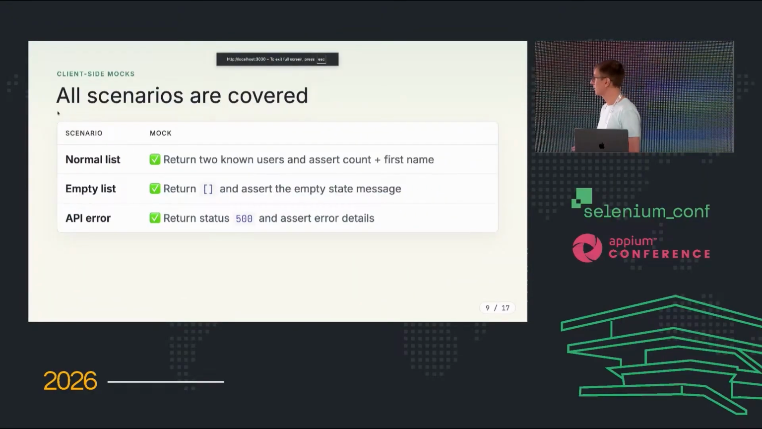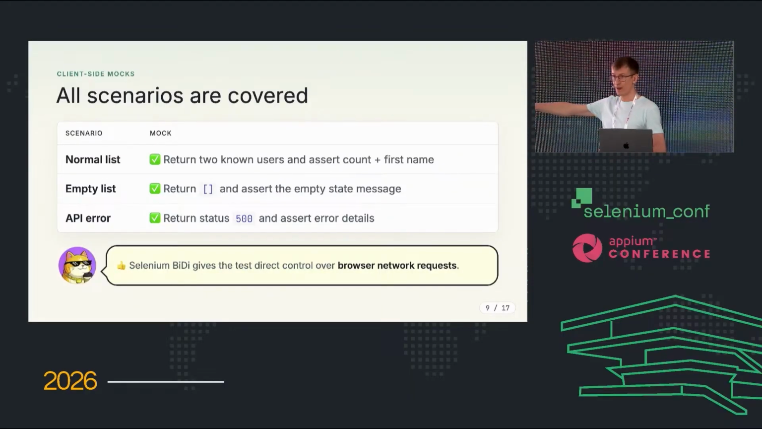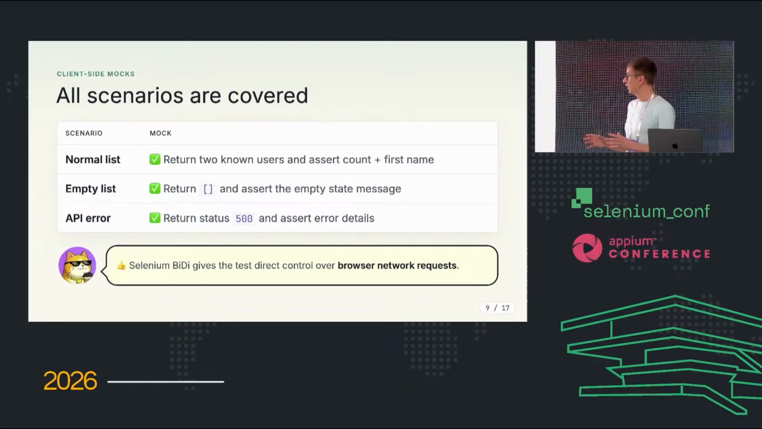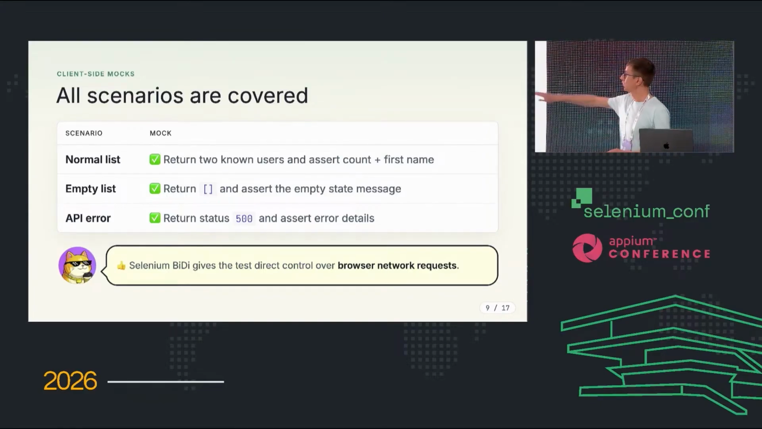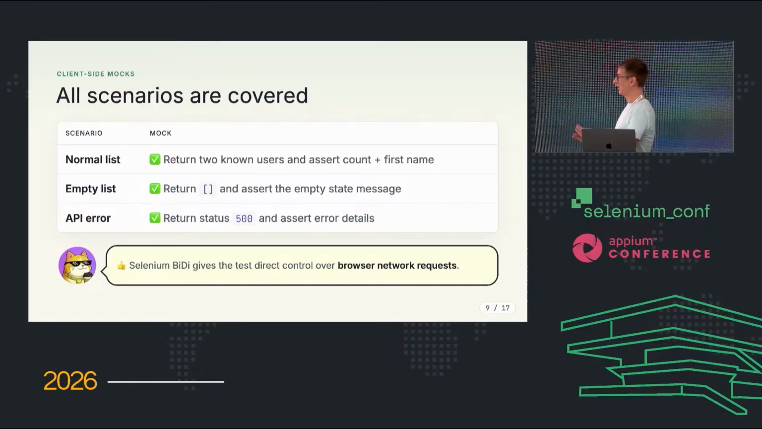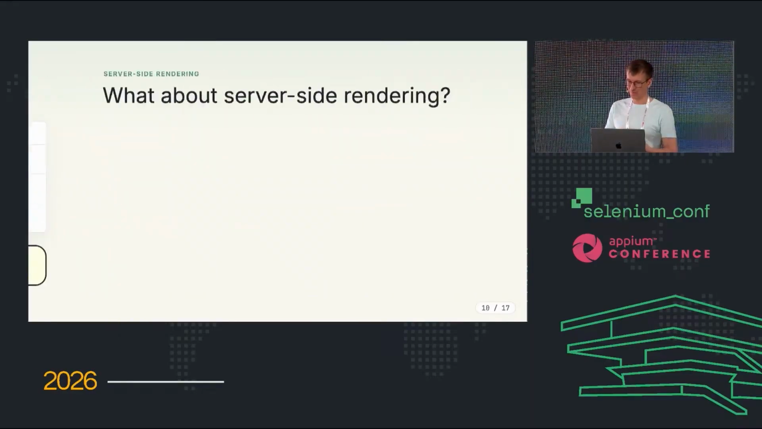This is great, I think, because with Selenium BiDi APIs, we can do much more with our testing because we can emulate any scenarios dependent on the network activity, and we have covered all 3 scenarios that we wanted to cover. Okay, and this is for browser-side mocking. Everything is great, but we still have a problem.